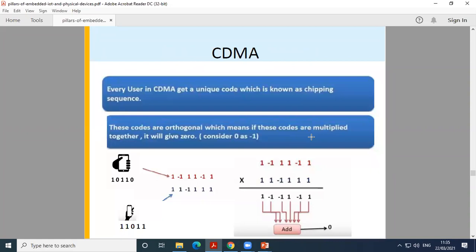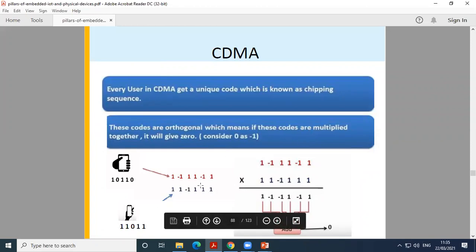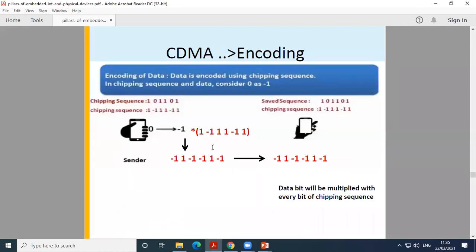And the third one is CDMA, that is code division multiple access. Every user in CDMA gets a unique code, which is known as a chipping sequence. These codes are orthogonal, which means if these codes are multiplied together, the result is 0. Here you can see an example: if we multiply these codes, we get 0. Based on these codes, we give access to the data to the users. That is your encoding technique.